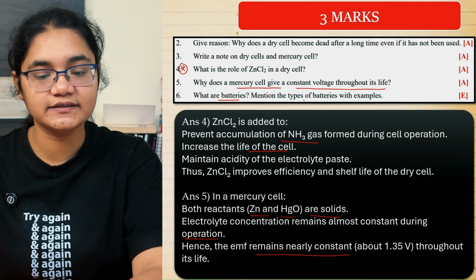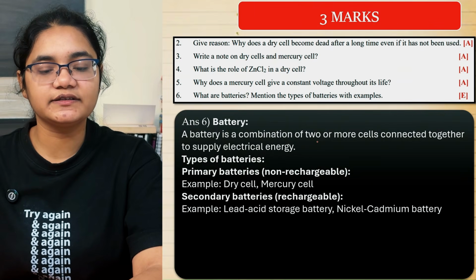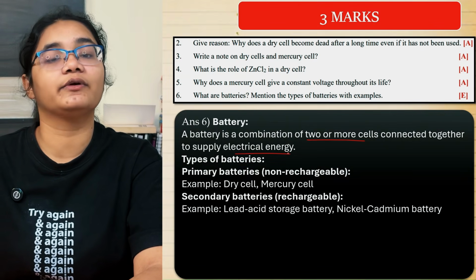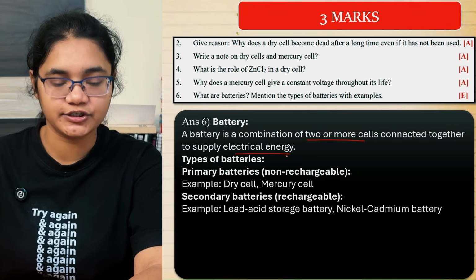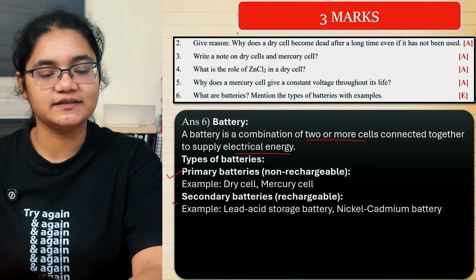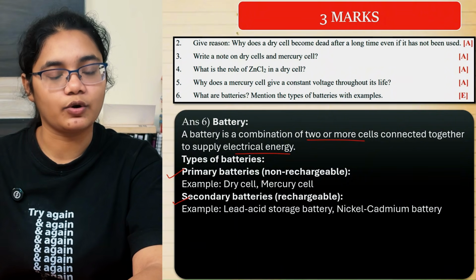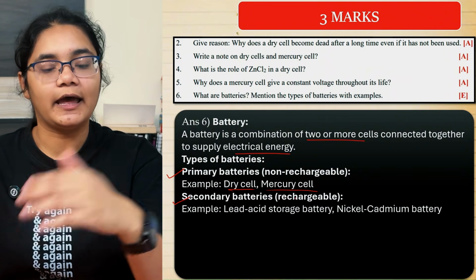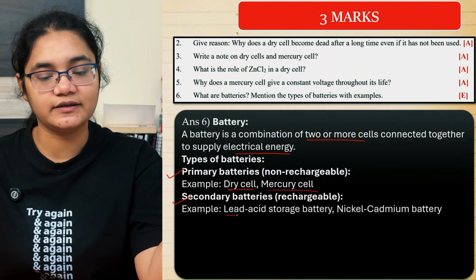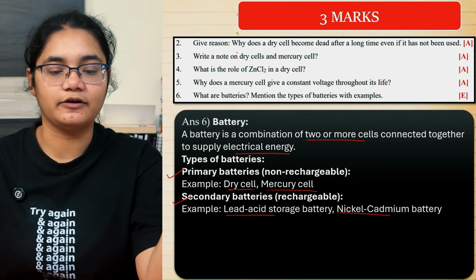Next is: what are batteries, and mention the types of batteries. A battery is a combination of two or more cells connected together to supply electrical energy. Two types of batteries are primary batteries and secondary batteries. Primary batteries are non-rechargeable, like dry cell and mercury cell, and secondary batteries are rechargeable batteries, like lead battery and nickel-cadmium battery.